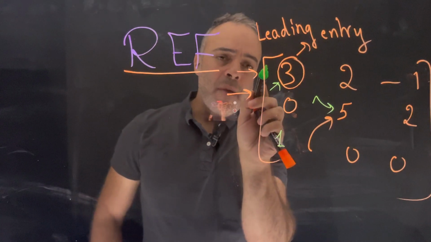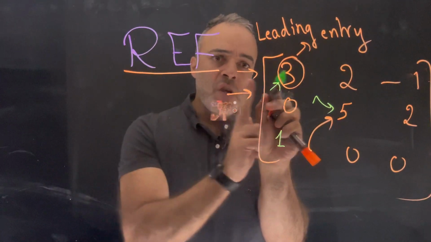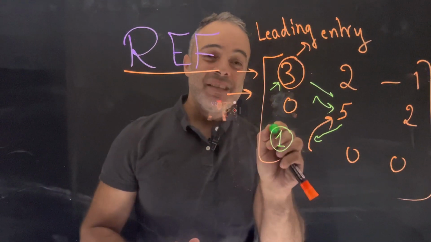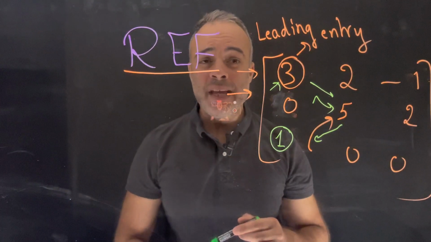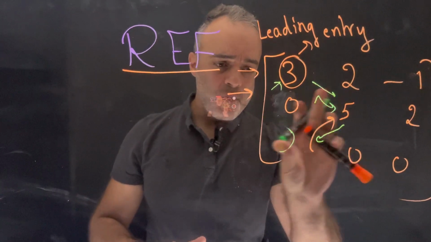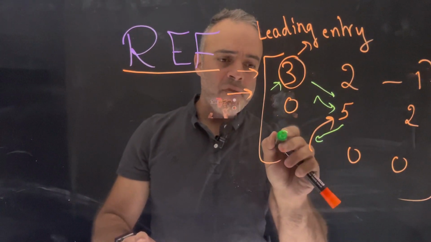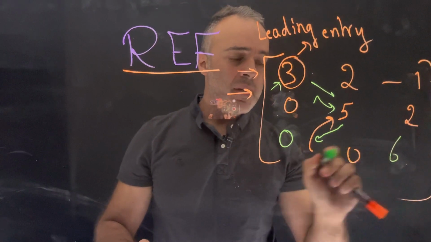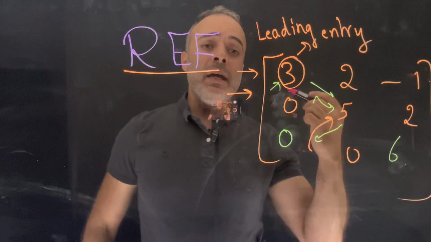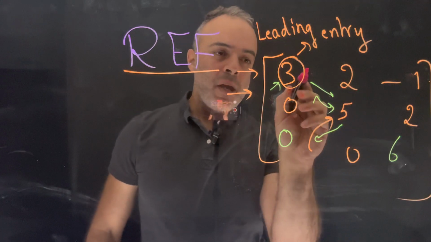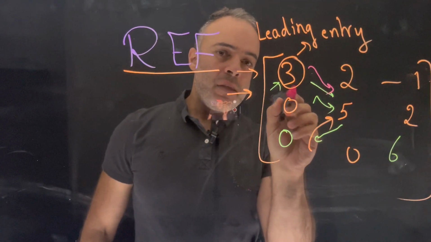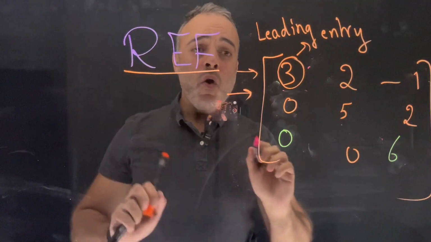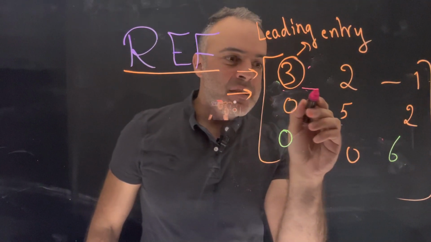So, as I am moving down, it's shifting to the right. That's good. But here, it has shifted to the left. Right? So this is not an REF. Or in other words, let's remove this first. So let's say this here is 0. And let's assume that this is 6, for example. Now, yes, this works. Why? Because as you go down, the leading entry is moving to the right. Or you can think of it as the stairs.